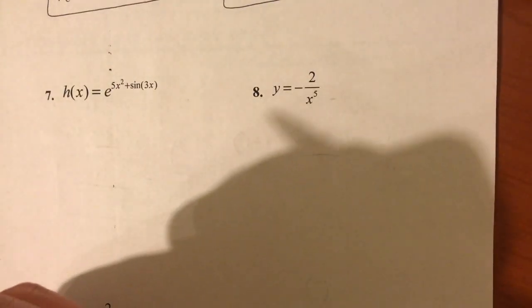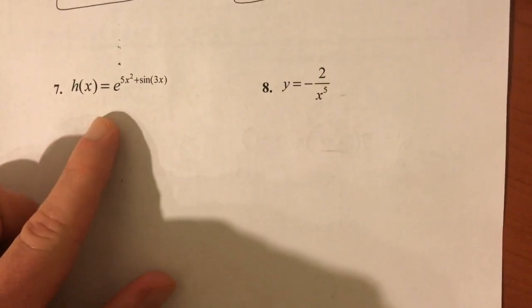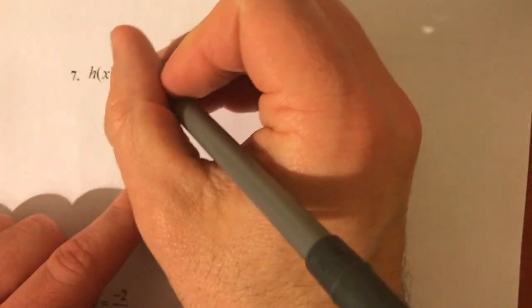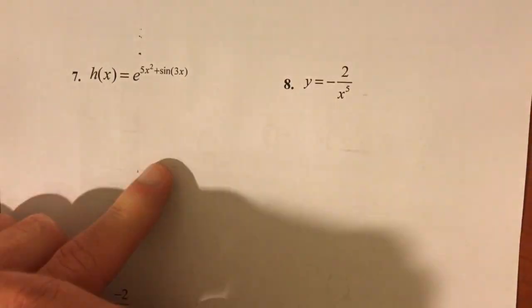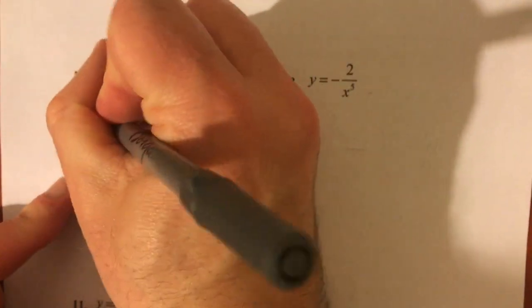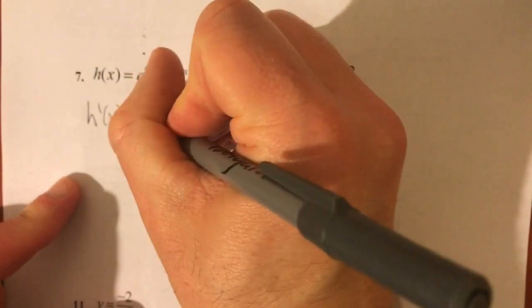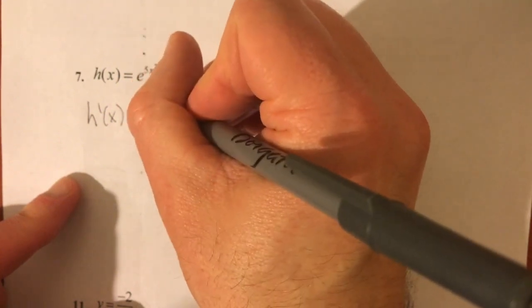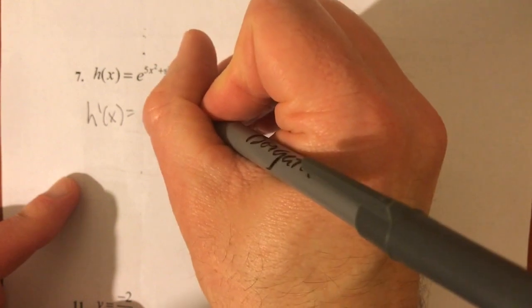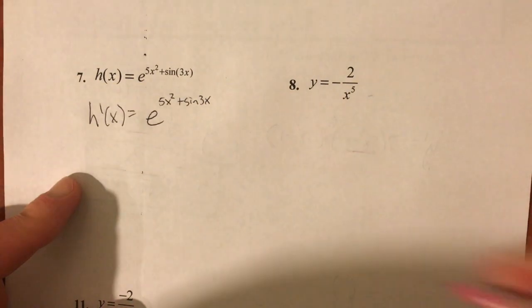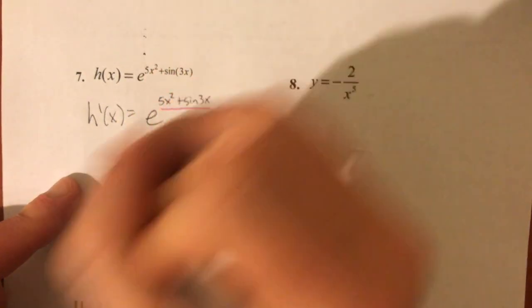All right, so how about a little e action here? H of x equals e to the 5x squared plus sine of 3x. Well, what is our derivative of e to the something? The derivative of e to the x is e to the x. So the derivative of e to the something is e to that same something. Just like when we go, hey, e to the x stays e to the x. Same idea. So we get e to the 5x squared plus sine of 3x. But now you have to multiply by that something's derivative.